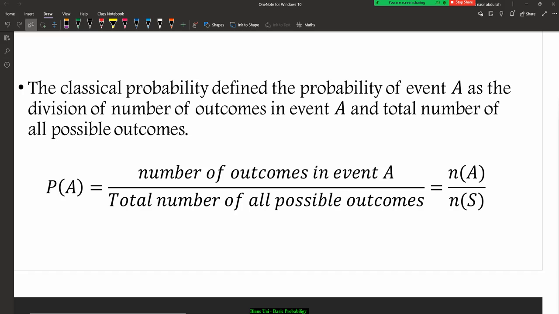Classical probability defines the probability of event A as the division of the number of outcomes in event A by the total number of all possible outcomes. We need to understand that in one experiment, say you want to roll a die, we need to know all possible outcomes of a die. This is what we call the sample space. For a die, the sample space is 1, 2, 3, 4, 5 and 6, so 6 outcomes.